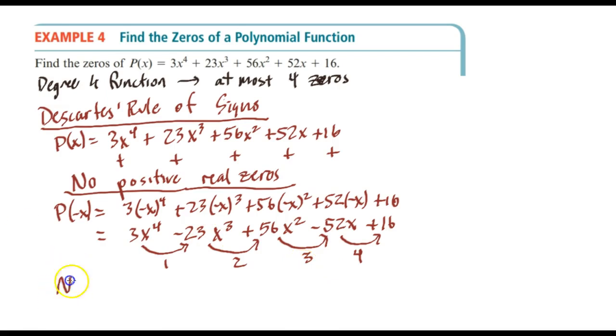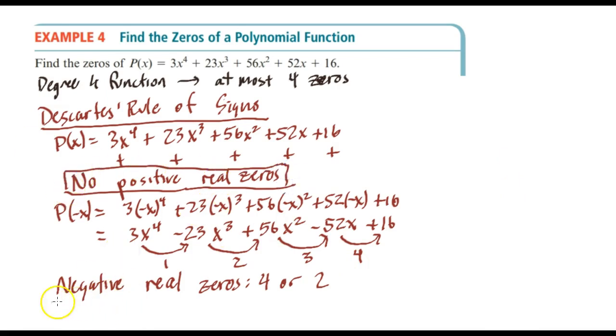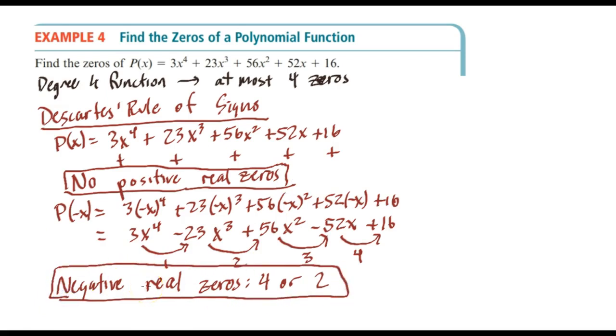So we're talking about negative real zeros, there's either 4 or 2 negative real zeros. So that's what we've determined. No positive real zeros, and for negative real zeros, it's either 4 or 2 of them. Or actually, no, or 0. It could be that there's no negative real zeros. So we have to subtract 2 until we get down to 0. So 0 is a possibility. So it could be 4, 2, or 0 negative real zeros.